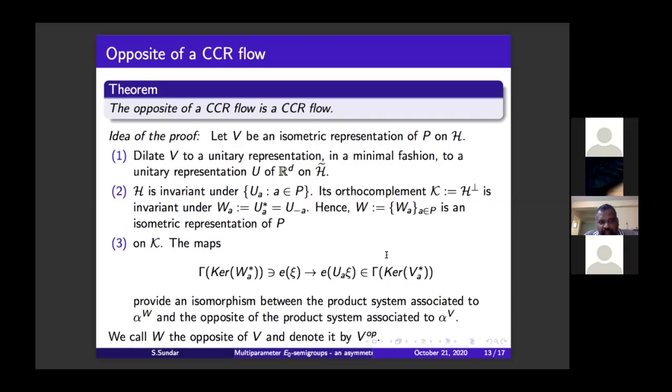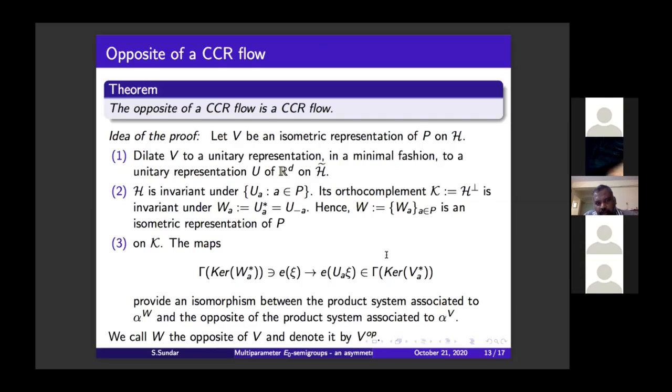So this is the idea of the proof, and I would like to make a comment here. I do not know whether, in the statement of the theorem, one can replace CCR with CAR. So I do not know whether the opposite of a CAR flow is a CAR flow or not. This proof will break down for CAR. So whether the opposite of a CAR flow is a CAR flow is a question.